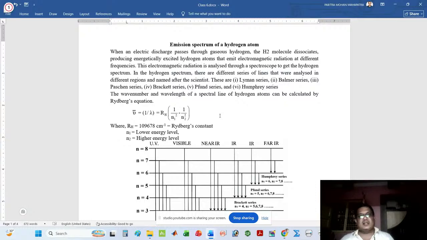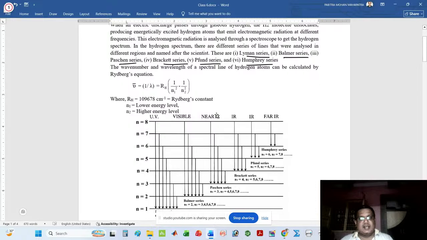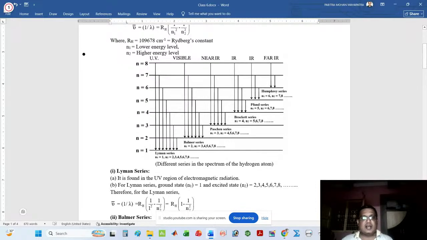Hello student. In previous class I discussed the emission spectrum of hydrogen. There are different series found in the emission spectrum of hydrogen. One is the Lyman series, second is the Balmer series, third is the Paschen series, fourth is the Brackett series, fifth is the Pfund series, sixth is the Humphreys series. These are drawn in the diagram here.